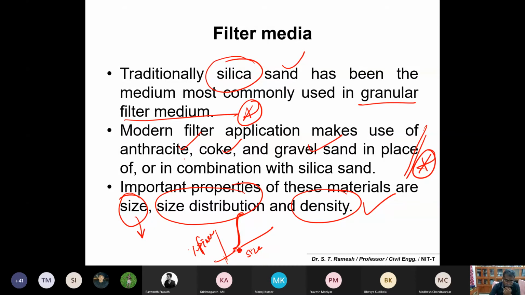Have you undergone how to draw a grain size gradation curve for a soil? Yes or no? Rashwant? Sir, no idea. In soil mechanics they would have taught you, no? How to draw a grain size distribution curve. Or is it yet to be covered, have they already started?